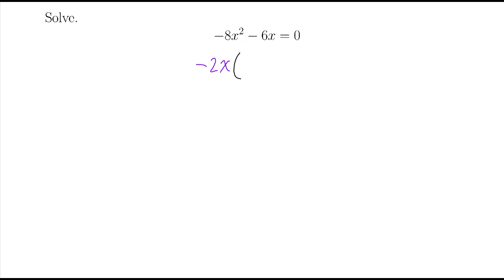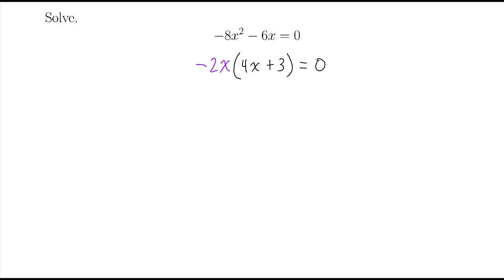Okay, so now if I factor out negative 2x, I'm dividing it out, right? If I divide this by negative 2x, that will give me a positive 4x. And if I divide out negative 2x from this term, I'm left with a positive 3, right? The x's would cancel. Positive 3. And that all equals 0.